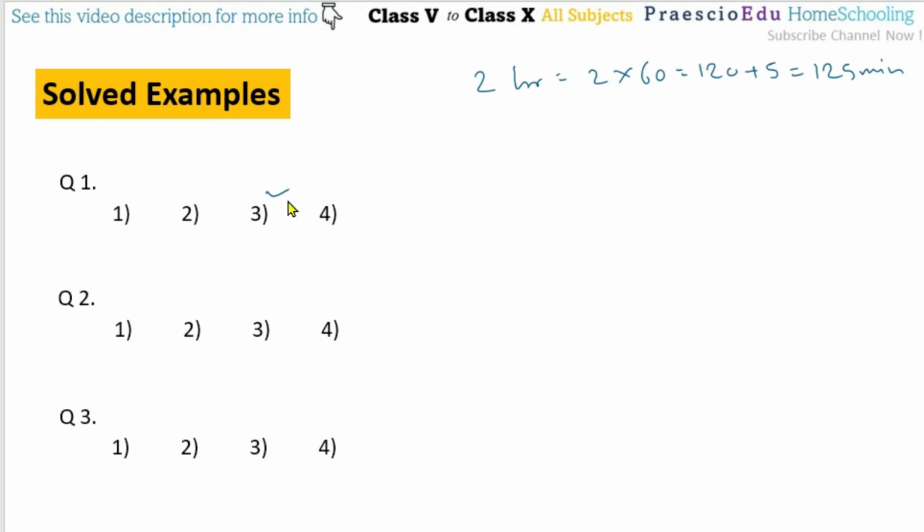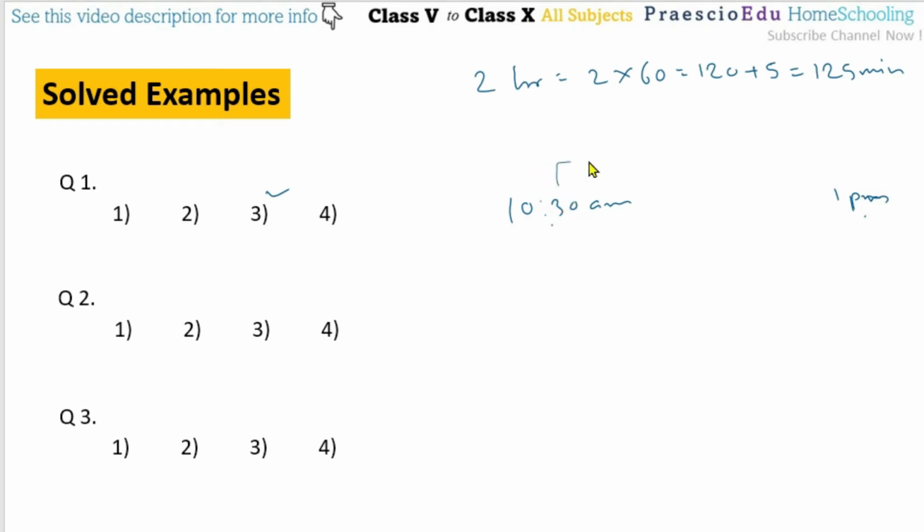Then question number 2, Anu started to solve a practice test in maths at 10:30 a.m. and completed at 1 p.m. So 10:30 a.m. and 1 p.m. That is a time duration from starting to the end. Okay. So what time did he take to solve the paper?